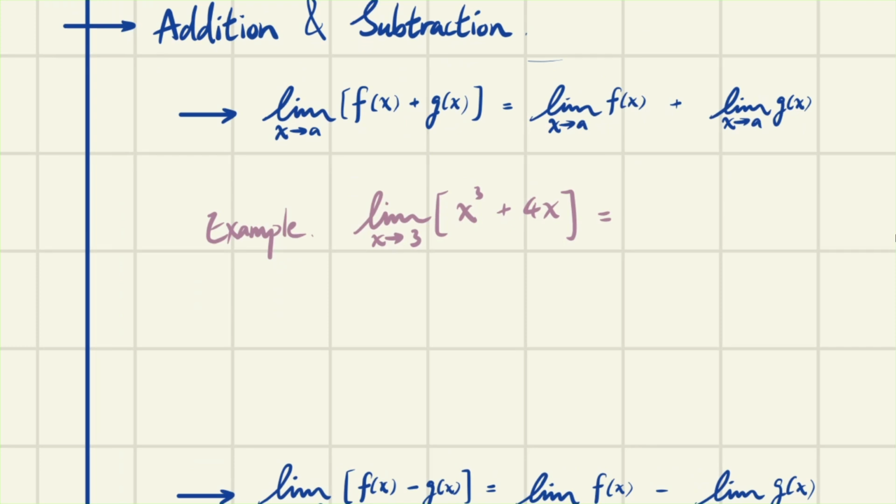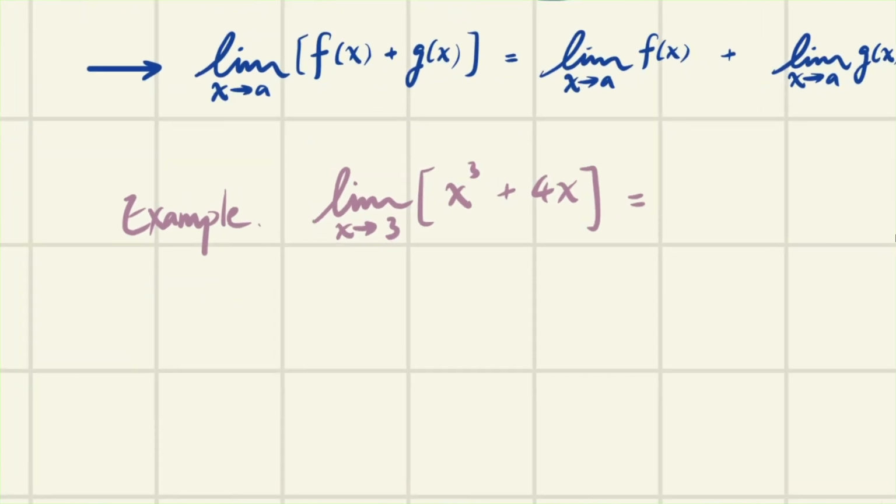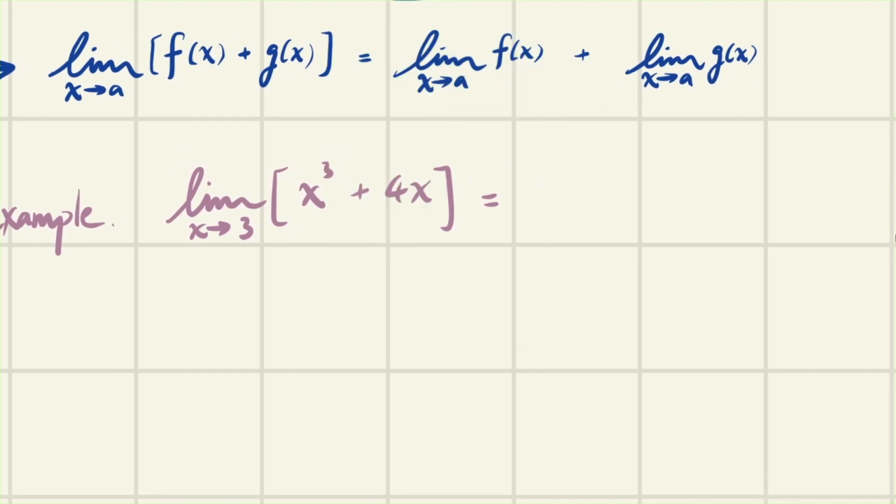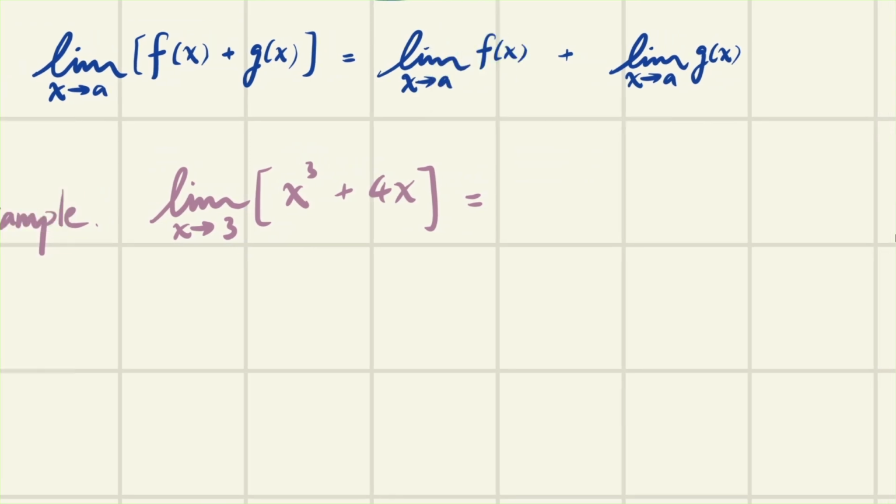So for example, if I take the limit of the function x cubed plus 4x as x approaches 3, let me do it without separating them first. Since they have a value at x equals 3, I can just plug them in. So this will be 27 plus 4 times 3, which is 12. All of these combined, we get 39.